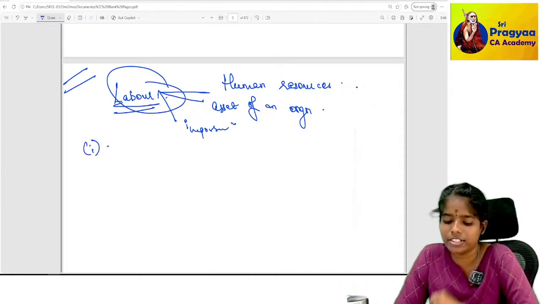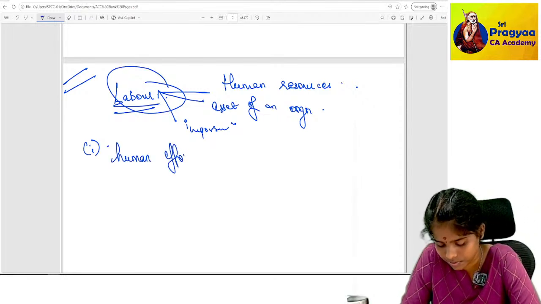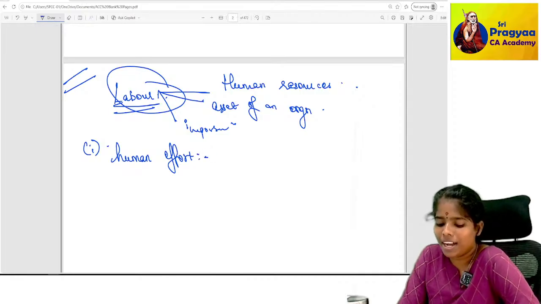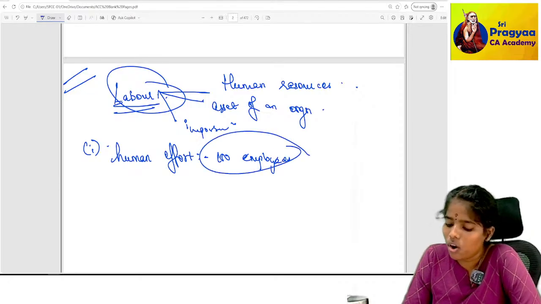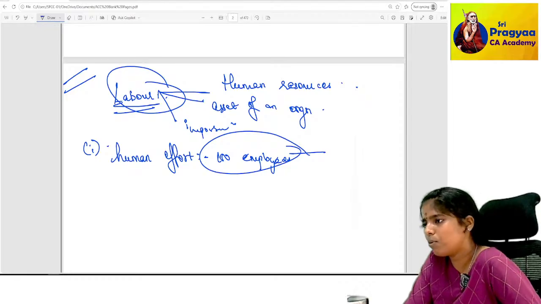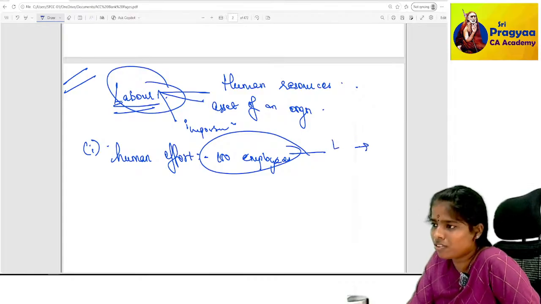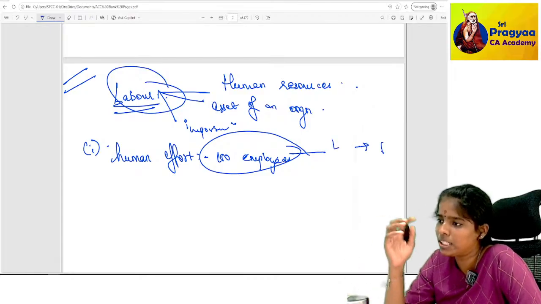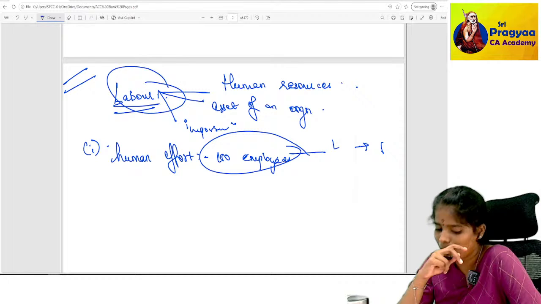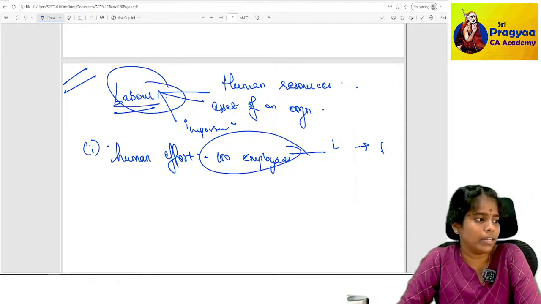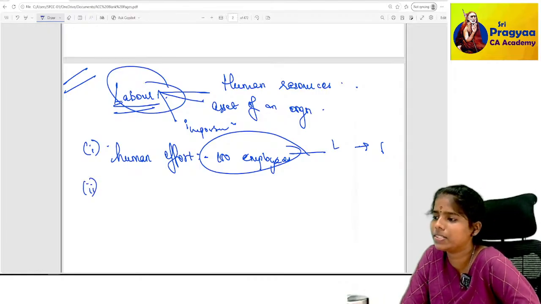Next, characteristics of labor. First one, human effort. I am having 100 employees in an organization. So all the 100 people have to work for me. All 100 employees work for me. But do they work in the same manner? Will one person work exactly the way another person works? No. Each person's work schedule, each person's work quality, each person's work mannerism will be different from other person. So I need to know how to behave with these people. I need to know how to extract work from you. Because we are dealing with human beings.